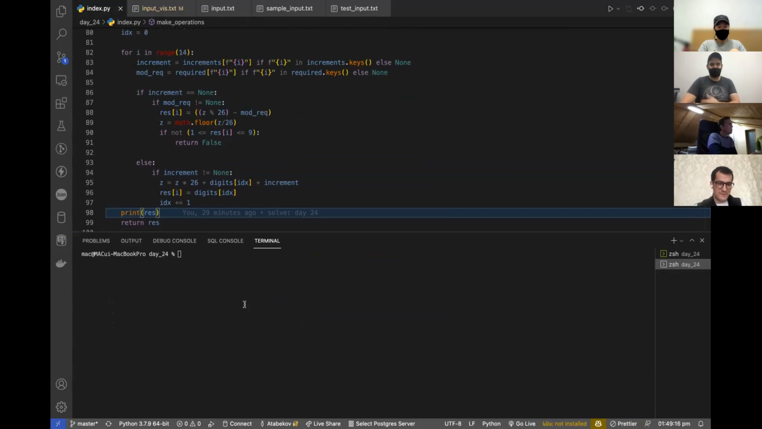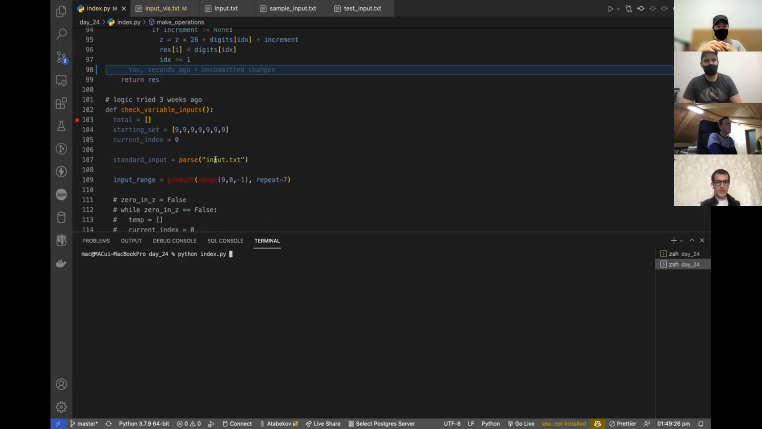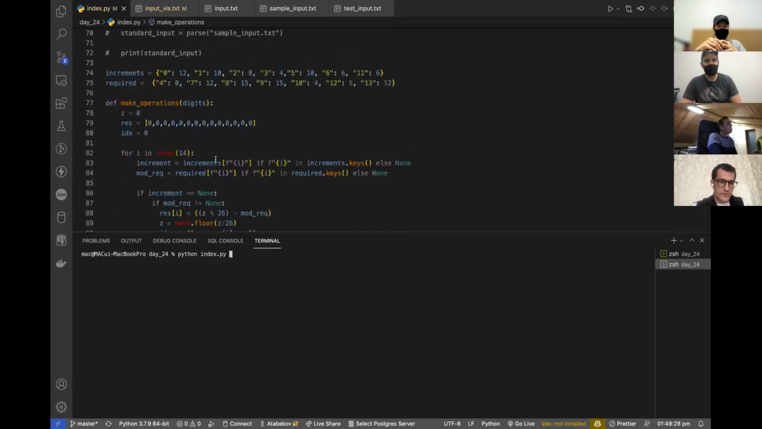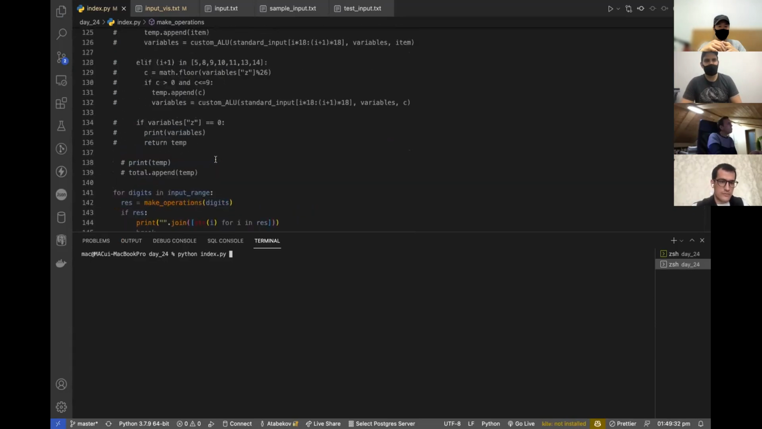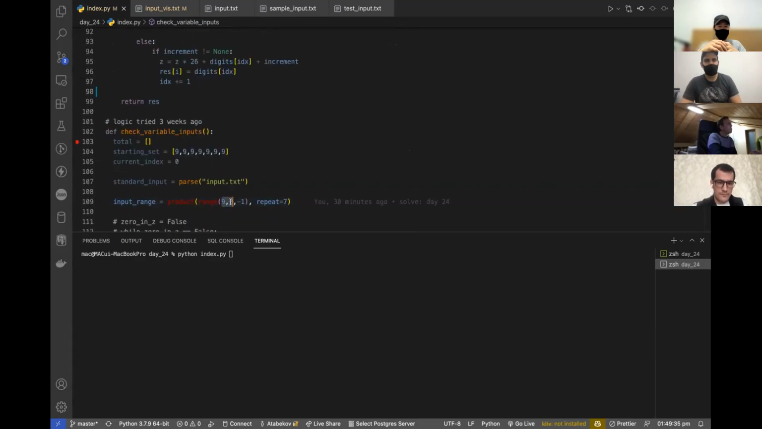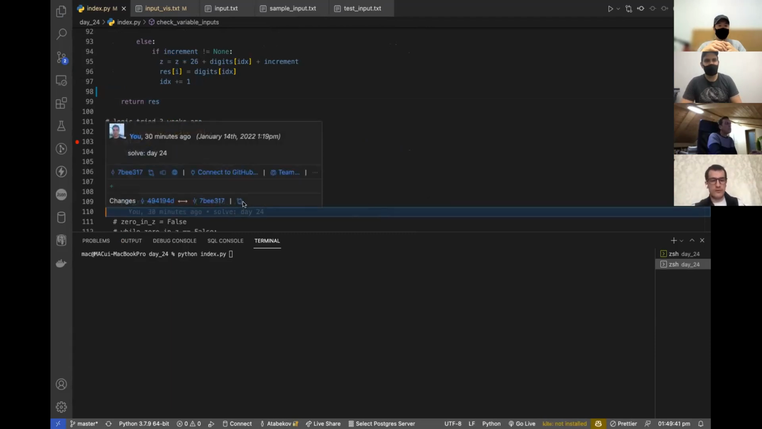Okay. All right. For part 1, it took like 5 seconds. But for part 2, I started with a smaller range. So for part 1, I'm generating my tuples with 9, each of them 9, and I'm going downward from 9. And for part 2, I'm generating ones.